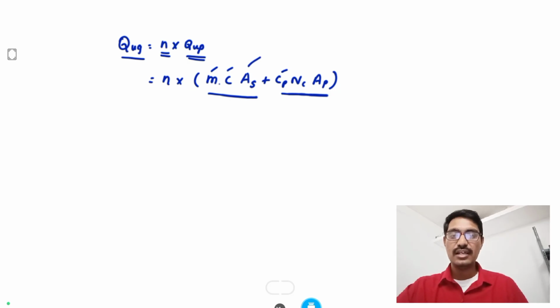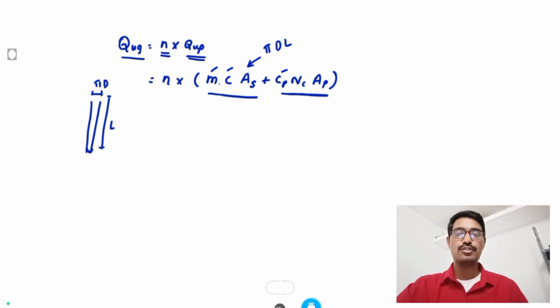Here the surface area is pi into D into L. If this is a pile, the surface area will be calculated: this is pi D, and the length is L. So this is the surface area. Here Cp is again cohesion, Nc is the bearing capacity factor. Then Ap is the tip of the pile. The area of the pile tip is pi by 4 into D square.